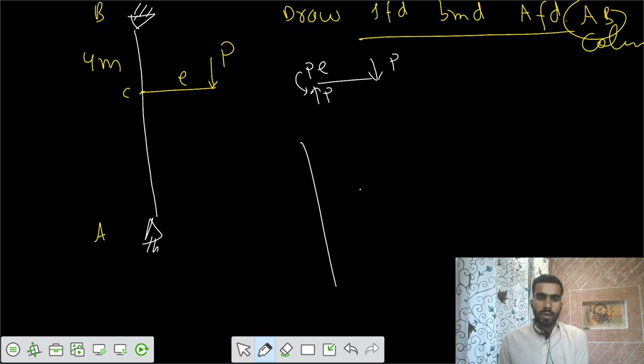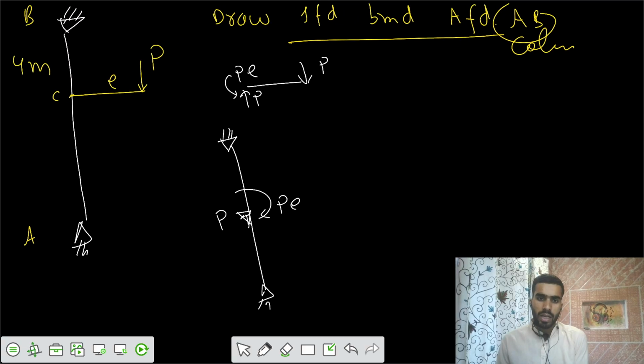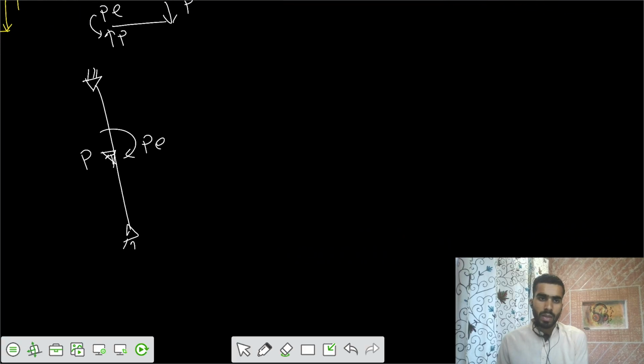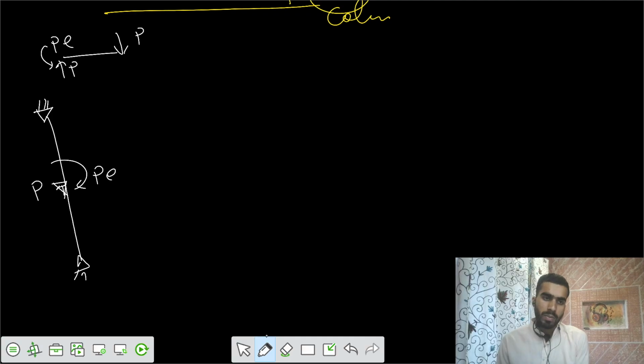So there is some load of P downwards, and we have some supports A and B. How can you make the shear force diagram subjected to that moment of PE? The reactions would be developed in this fashion. This was your 6 meter, this was your 4 meter.